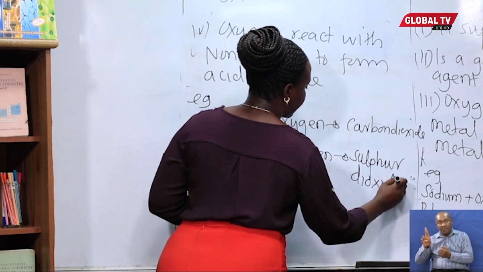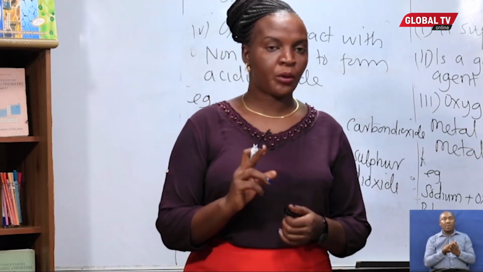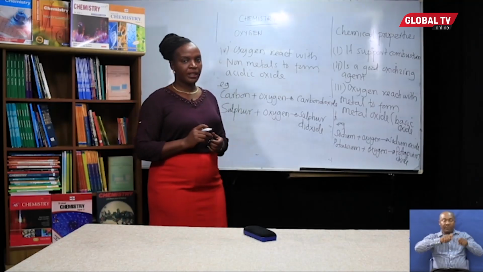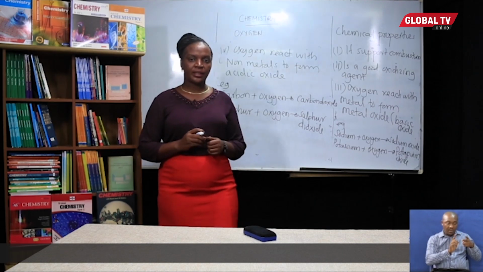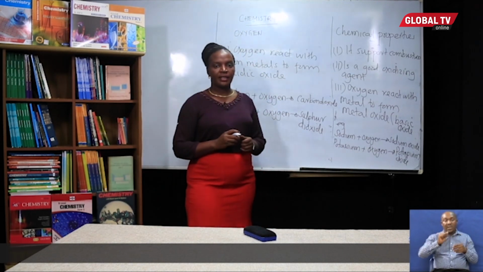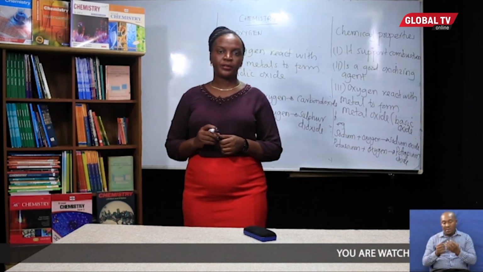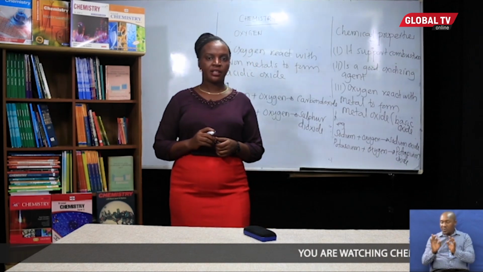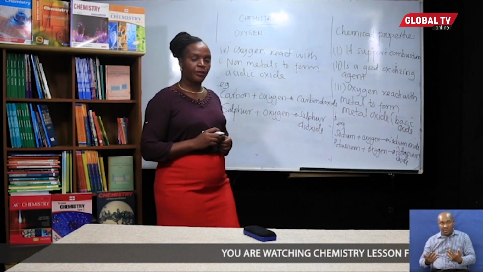So these are the chemical tests of oxygen. Number 1, it reacts with metal to form metallic oxide. Number 2, it reacts with non-metal to form non-metallic oxide. Number 3, it supports combustion. And number 4, it is a very good oxidizing agent. So these are the chemical and the physical properties of oxygen.